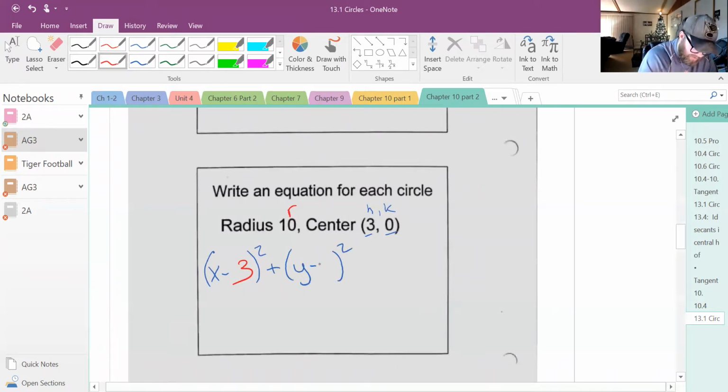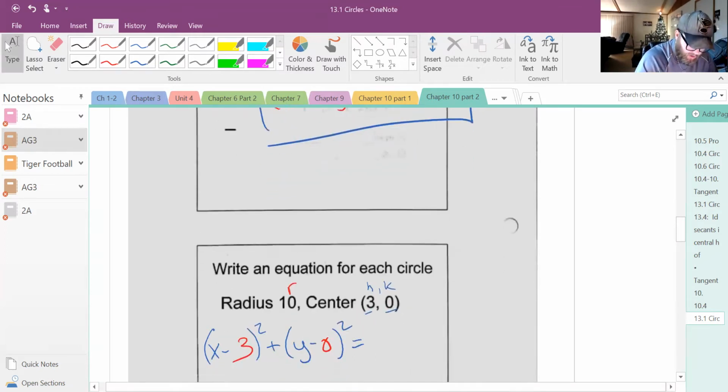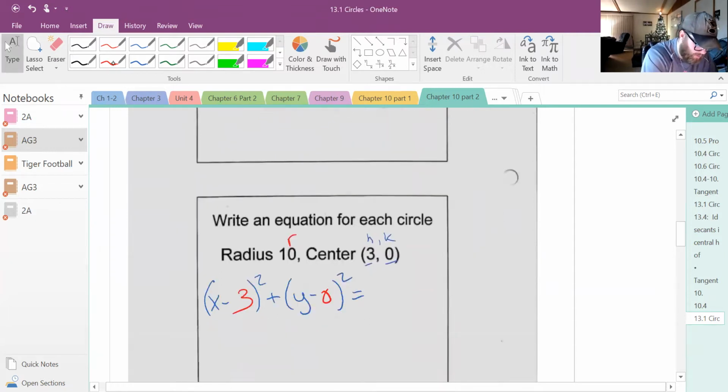which is 0. Do I actually need to write 0? No, but I will for now. And then what's the last part? We have equals r squared. What's my r? My 10, right? My 10 squared. Remember, whatever is red is what I plugged in. So my 3, my 0, and my 10: my h, my k, and my r.